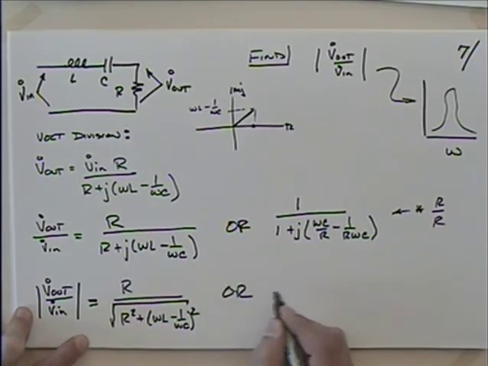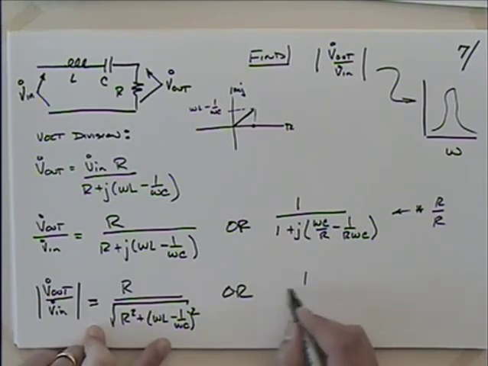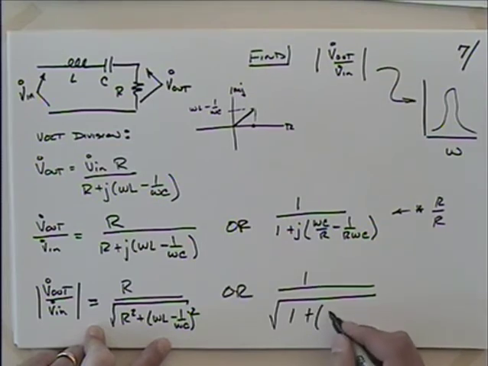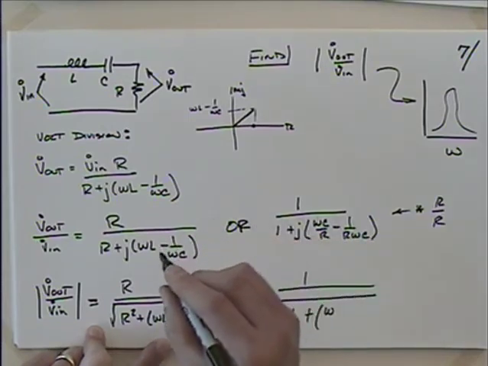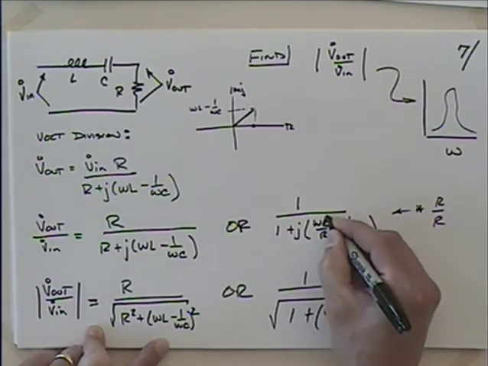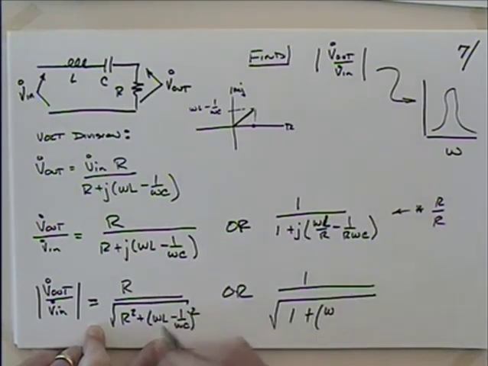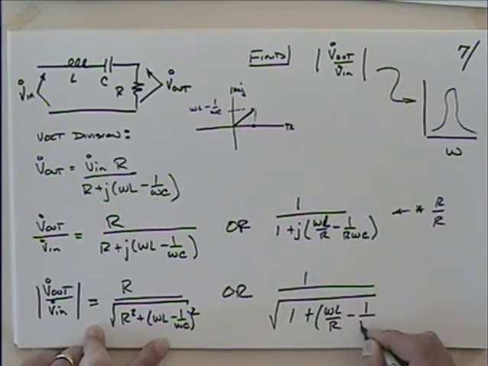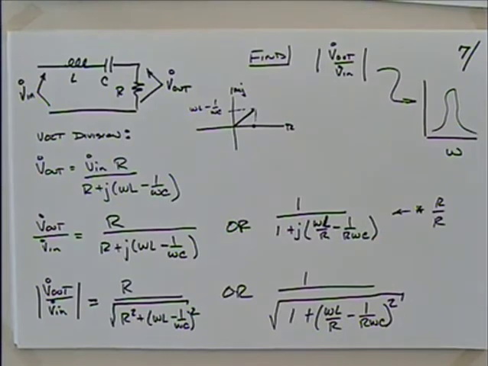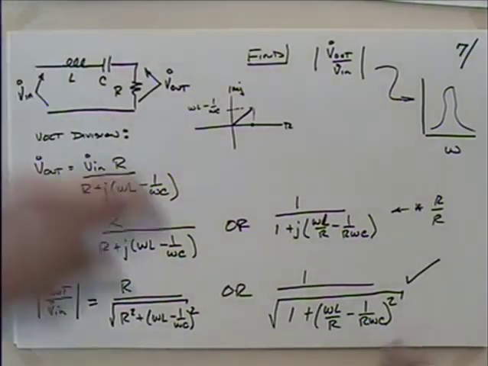So then the magnitude here would be 1 divided by the square root of 1 plus omega, was it omega C? No, this should be, I should have omega L. This is omega L, isn't it? Yes, omega L over R minus 1 over R omega C, squared. Okay, and if you're stranded on a desert island without a calculator or something, this is probably a little easier form to recognize what's going on.